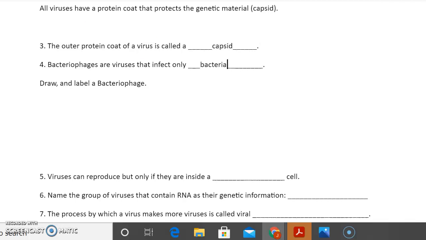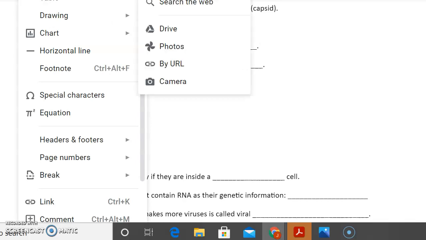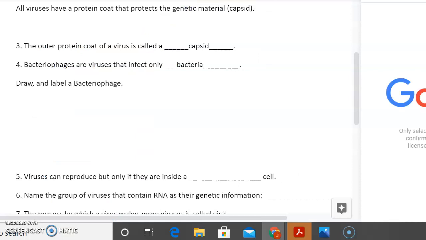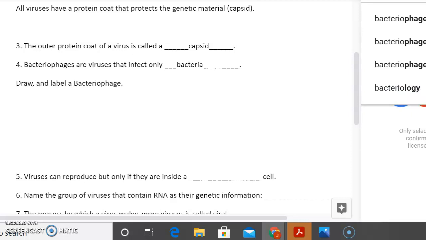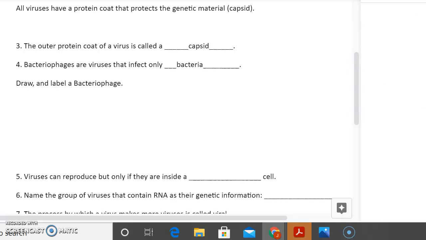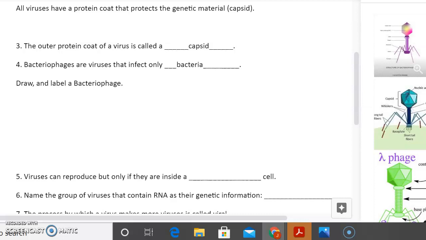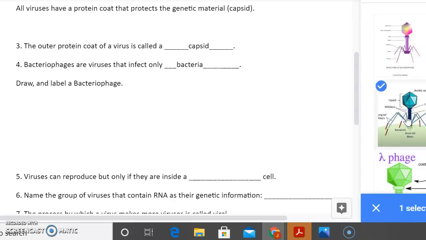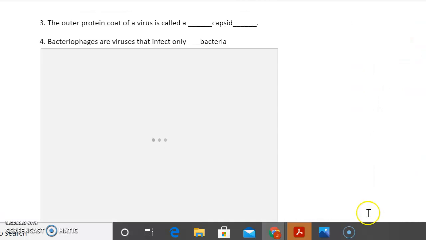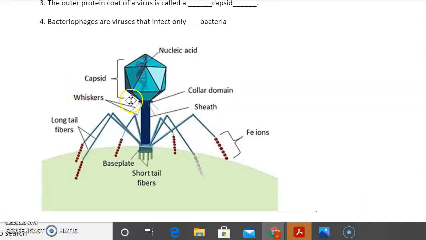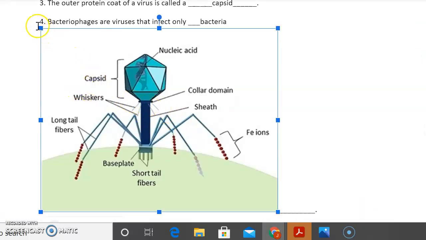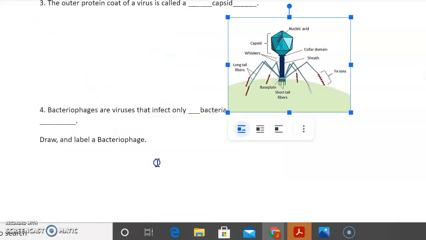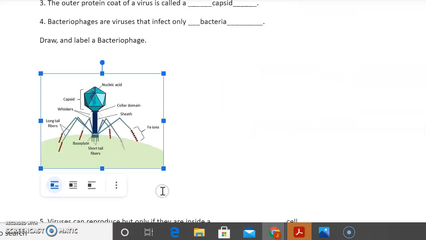And let's see if we can find a bacteriophage to put there. Insert image. Search web. Bacteriophage. There's one right there. Insert that one. Put it right there. Good.